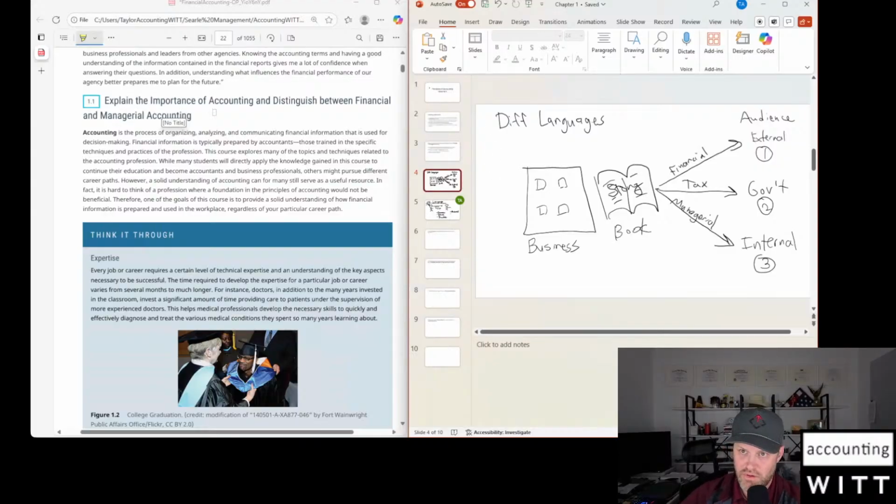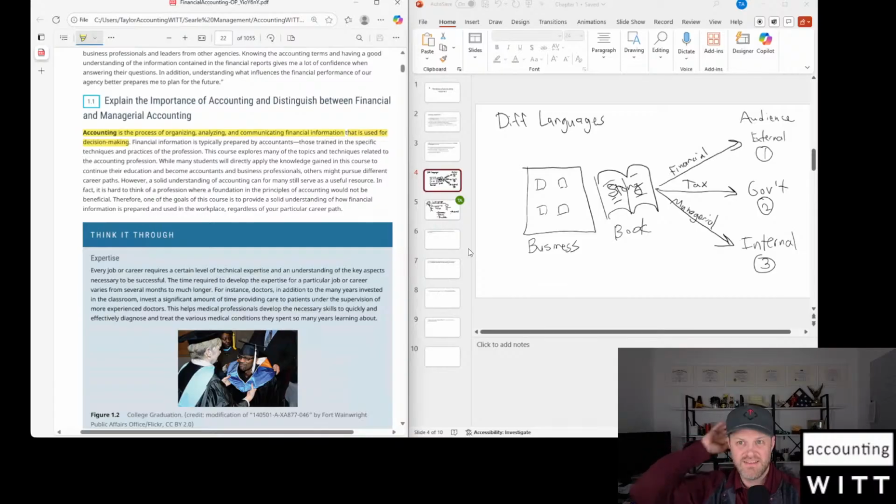So why is it important to distinguish between these? Well, let's see what it says. So accounting is a process of organizing, analyzing, communicating financial information that is used for decision making. Okay, that's a big sentence. What does it mean? Financial information is typically prepared by accountants, those trained in the specific techniques and practices of the profession. And so an accountant is someone who speaks the language.